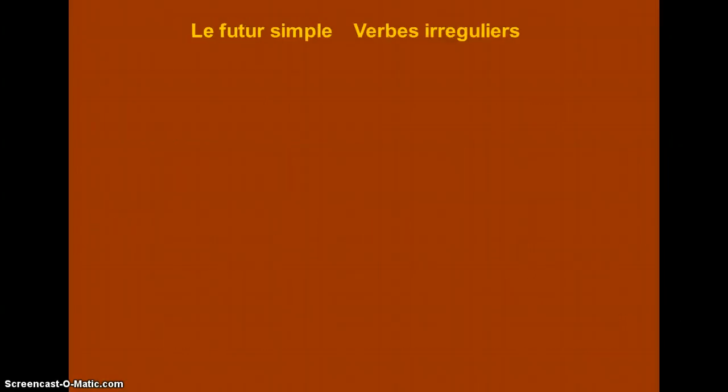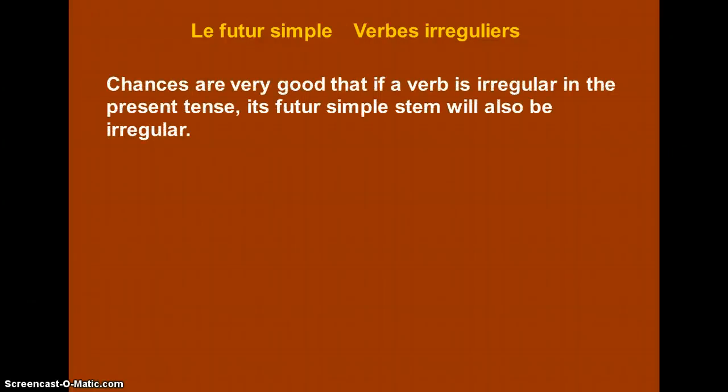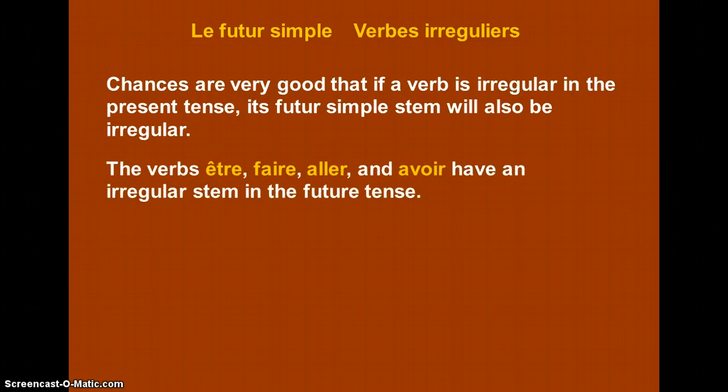So you are going to be using this for all of your regular verbs in these families. Now, talking about le futur simple and les verbes irréguliers, chances are very good that if a verb is irregular in the present tense, its futur simple stem will also be irregular. Of course, there are going to be exceptions, but it's a very good rule of thumb to know that if you're dealing with an irregular verb, you have to give it a second thought about, is this stem irregular?